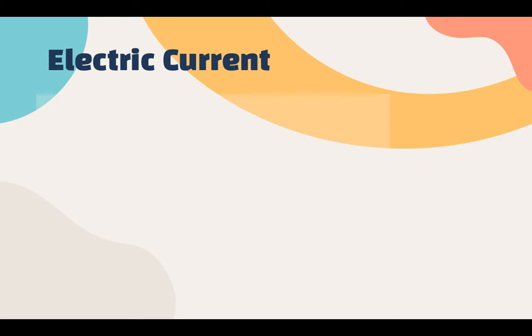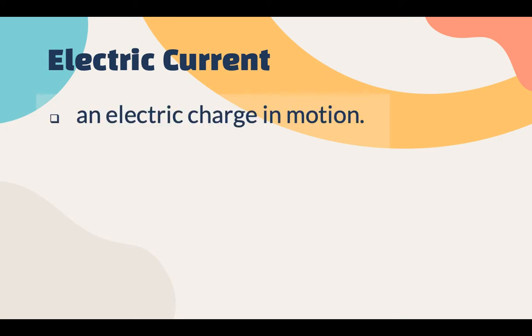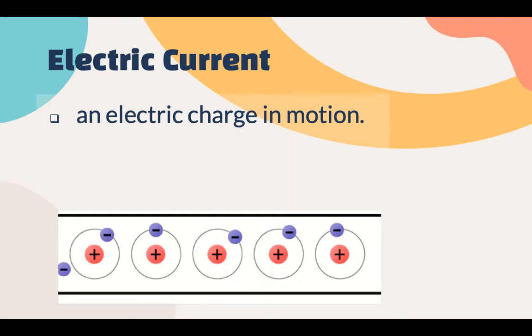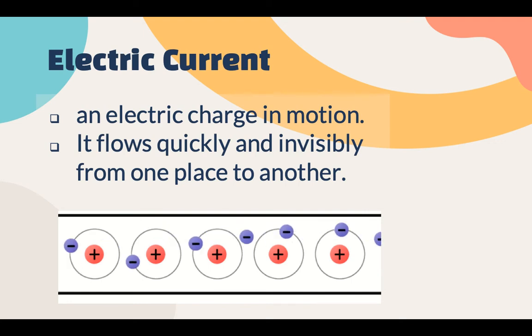Let us now define electric current. Electric current is an electric charge in motion. Look at this illustration. The moving particles are actually the negatively charged particles. These are the electrons. Therefore, electric current can also be defined as the movement of electrons. It flows quickly and invisibly from one place to another.